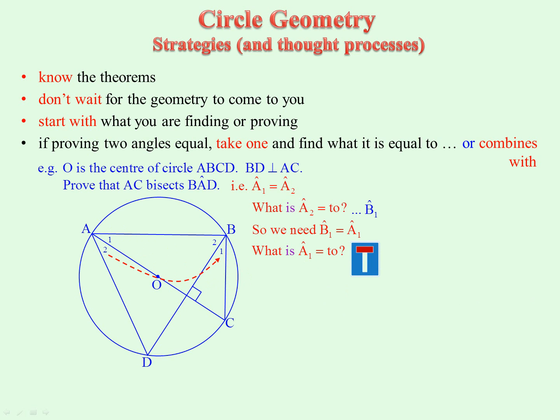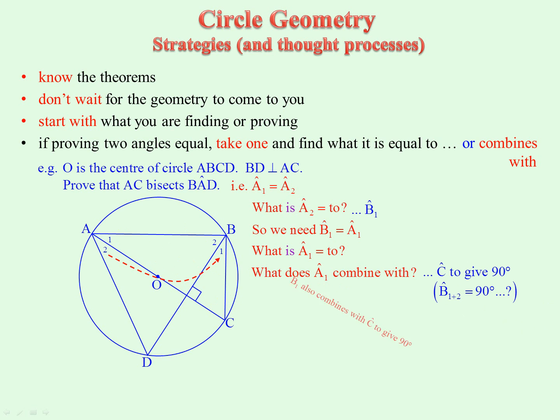Now, what is A1 equal to? Dead end. Nothing. So then I'm going to say, what does A1 combine with? Can I see anything A1 combines with? Well, A1 combines with those two angles to get 180. Or A1 combines with that angle and that angle to get 180. And I like that because this is a diameter, so I know this angle. That's 90, which means A1 combines with C to get 90. B1 also combines with C to get 90. Now, if you combine either A1 or B1 to give C, that means A1 is equal to B1.